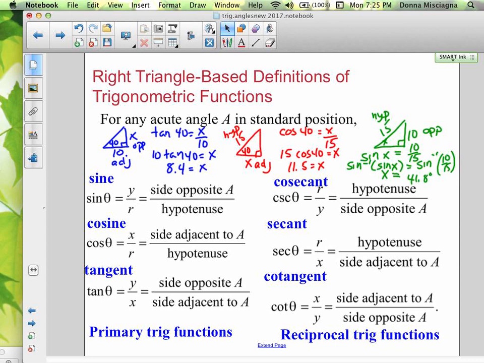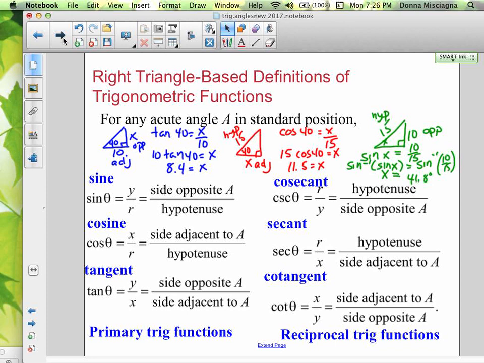Cosine, remember, is adjacent over hypotenuse. Its reciprocal is secant, abbreviated SEC. And that would be hypotenuse over adjacent. And then the last primary trig function is tangent, which is opposite over adjacent. Its reciprocal is cotangent, which is adjacent over opposite. So they're the exact same things, just flipped the reciprocal. Right? So now you know all 6 trig functions, and that's all there is.